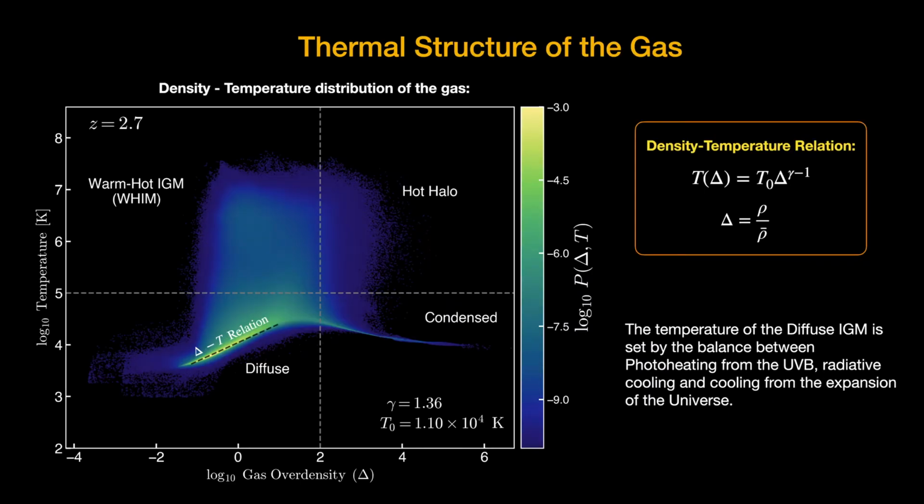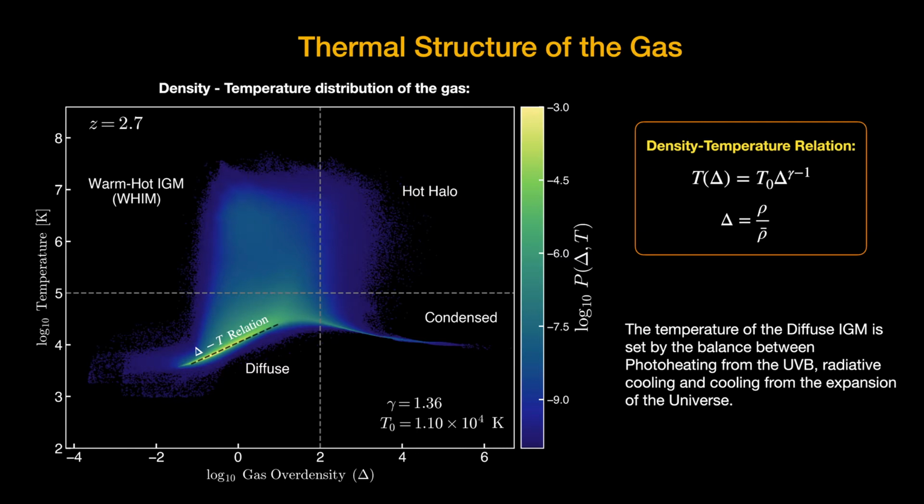Okay, so the photoheating from the UV background is driving the heating of the IGM. Here now I show the density-temperature distribution of the gas in one of these simulations, and as you can see, most of the volume of the box is occupied by low-density, low-temperature gas, which corresponds to the gas in the diffuse IGM. And furthermore, you can see that the diffuse gas follows a tight relation that corresponds to the power law shown on the right, where T0 is the temperature of the gas at mean density, and gamma, which is the index of the power law, corresponds to the inclination of the distribution.